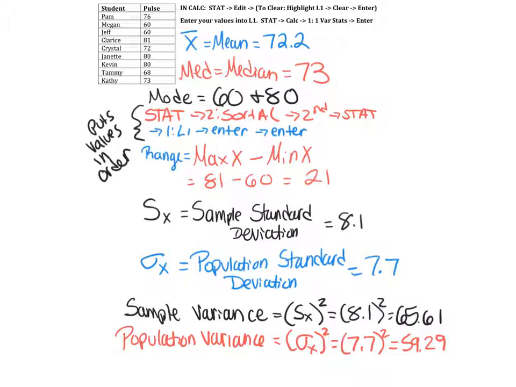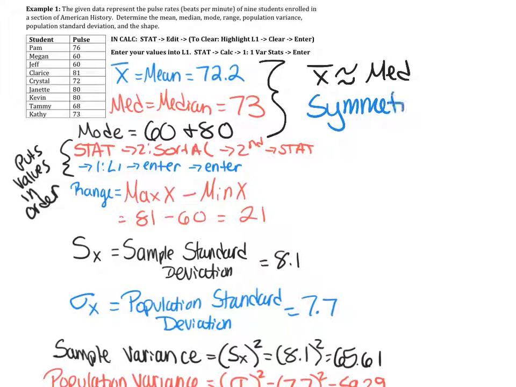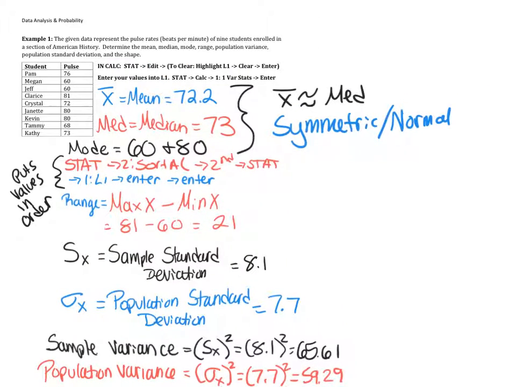Okay. So I forgot one thing. One more thing we can determine from all of this information is the shape of the data without even having to do a histogram and look at it. Again, just by looking at the mean, median, and the mode here. In this case, we have two modes, and they're not really close to each other, so the mode is not going to be very helpful in this situation. However, our mean of 72.2 and our median of 73, those are fairly close together. They're only 0.8 apart. So in this case, our mean is approximately equal to our median, which means our shape would be symmetric or normal. Again, that's the same thing, so whichever name you prefer. Symmetric or normal is the same thing.